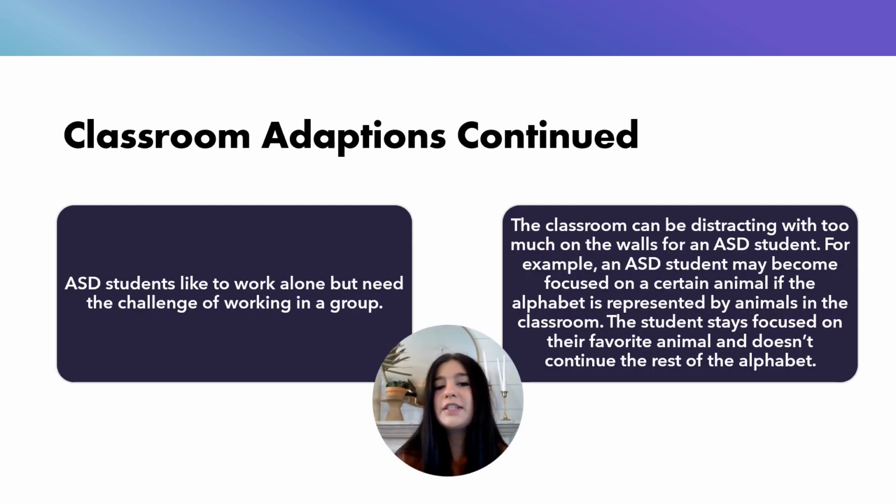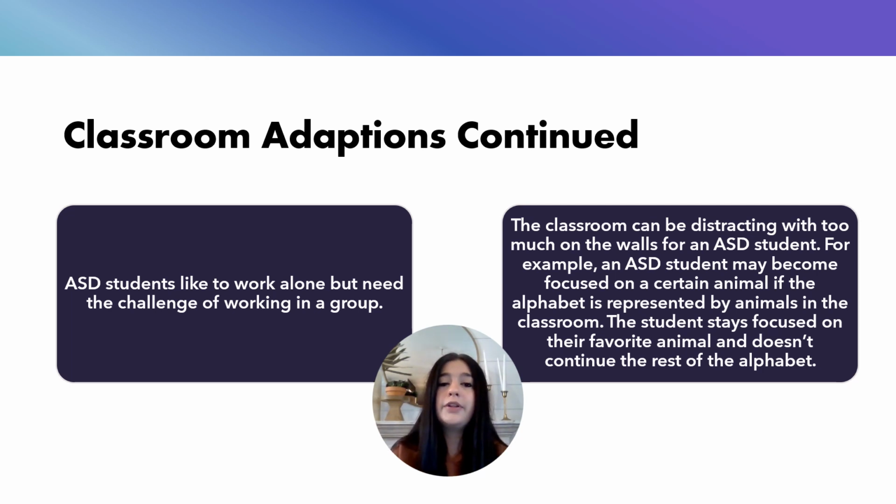Classroom adaptations continued. ASD students like to work alone but need the challenge of working in a group. An example of this could be a teacher would give a student a defined role first by looking up information and then taking the student off to the side and explain how to be a part of the group away from their peers, and then have the student join the group so they can hopefully actively participate.